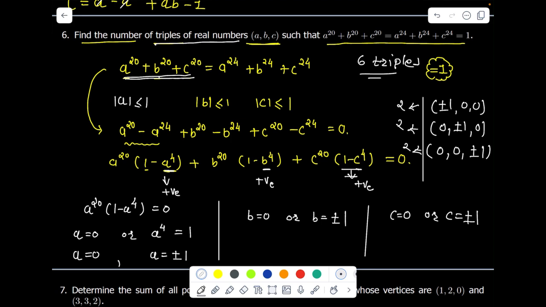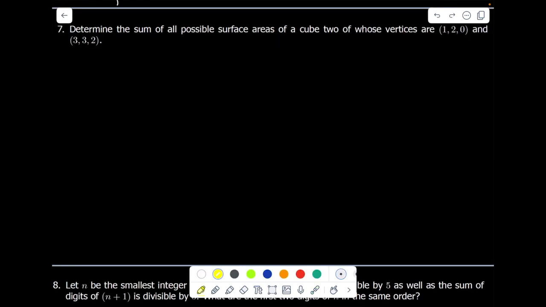Let's solve next question. 7 is, determine the sum of all possible surface areas of a cube whose vertices are (1, 2, 0) and (3, 3, 2). So there will be 3 cases.